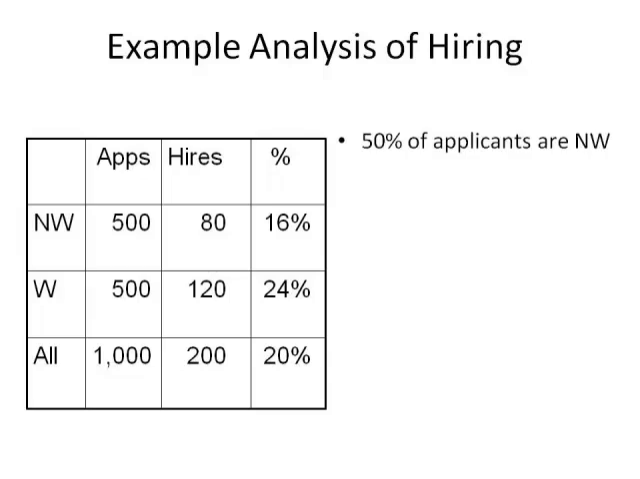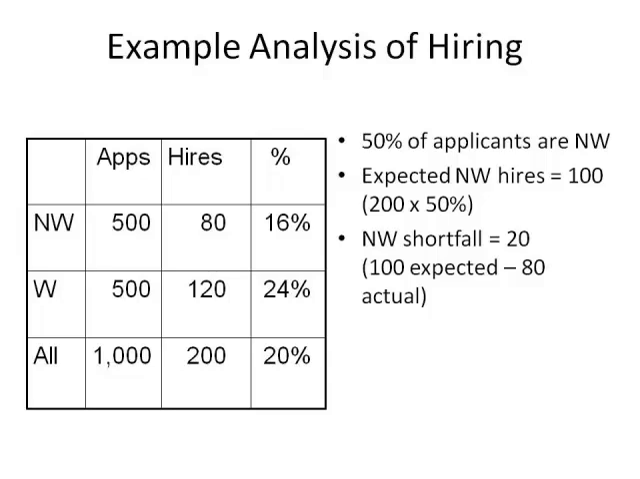50% of our applicants are non-white. Therefore, we expect that 50% of our hires would also be non-white. So 50% of 200 is 100. Now the non-white hiring shortfall is 20. It's the difference between the 100 hires that we would expect and the 80 actual non-white hires that were made. This difference is statistically significant at 3.09 units of standard deviation.